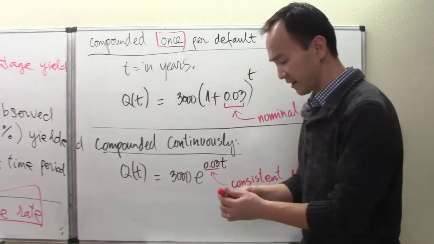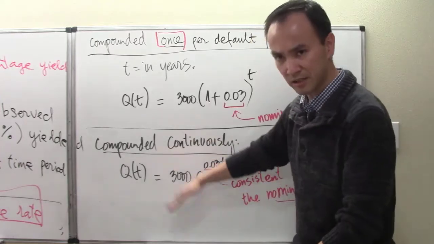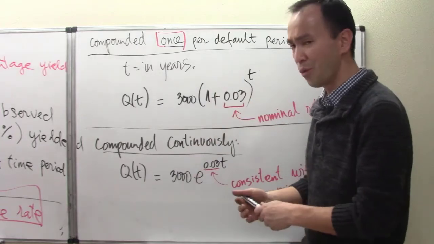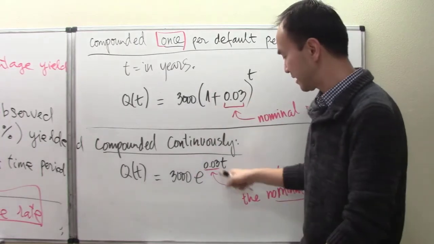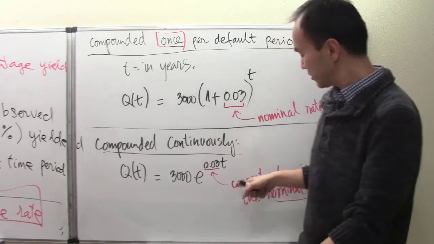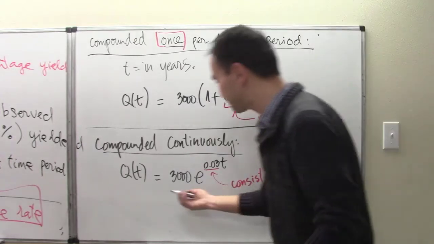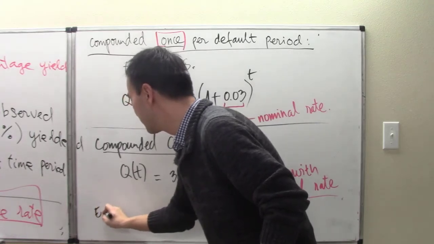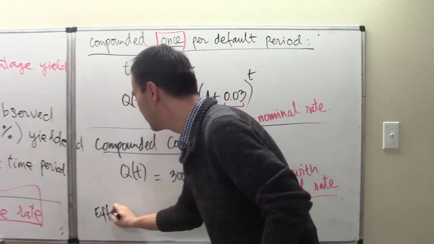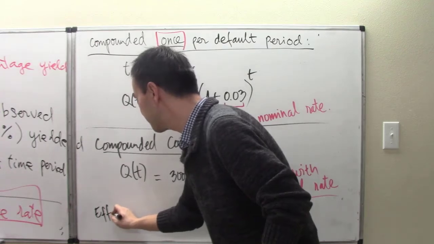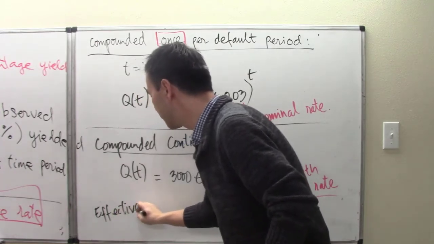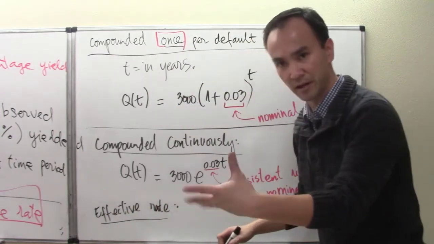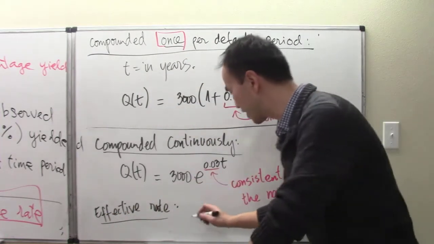But think about it this way. Because we're compounding a lot more frequently than once per default time period, then yes, there will be an effective rate. So this effective rate in this problem was, I mean, I already showed that calculation. We can show that calculation again.